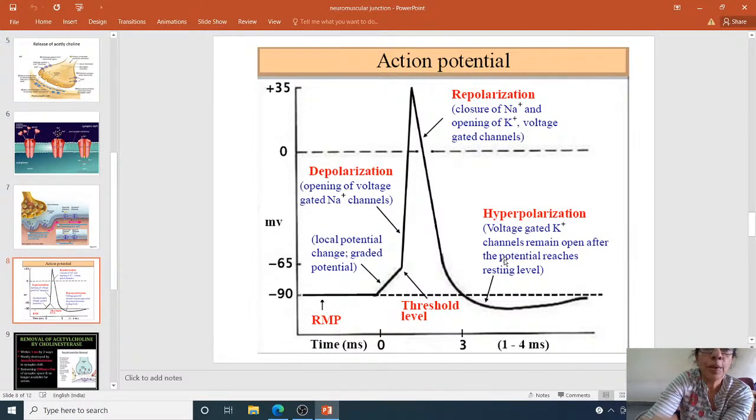Same thing, so local potential. From minus 90, this is all local potential. When it reaches about minus 60, then only the action potential is fired. For depolarization to happen, the sodium channel should open up. For repolarization to happen, the sodium channel should close and the potassium channel should open. So if acetylcholine is destroyed, only then can repolarization occur.